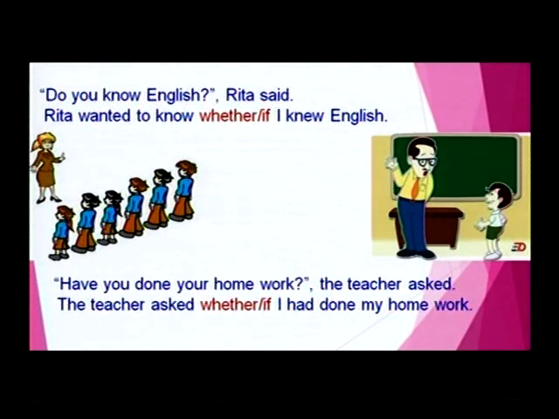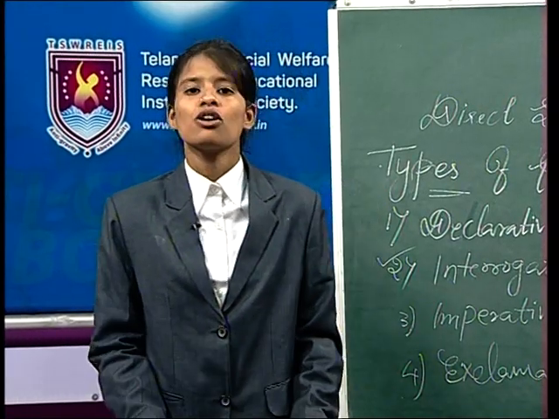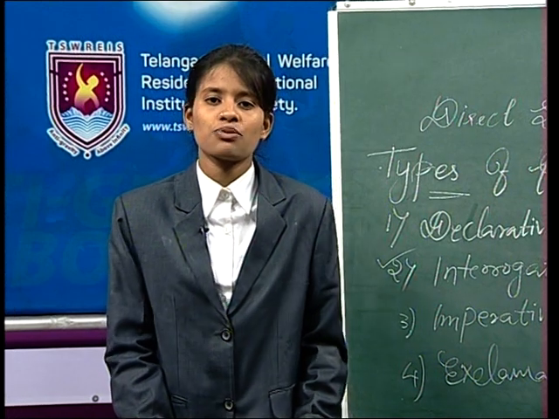See next, "Have you done your homework?" the teacher asked. Your teachers might be asking you all the time, have you done your homework, my dear child, in such a way. See, the teacher asked whether I had done my homework. Here, the conjunction whether or if is used, and have became had. The teacher asked if I had done my homework. In such a way, we can change the sentences of direct into indirect speech for yes or no questions in the interrogative sentences.